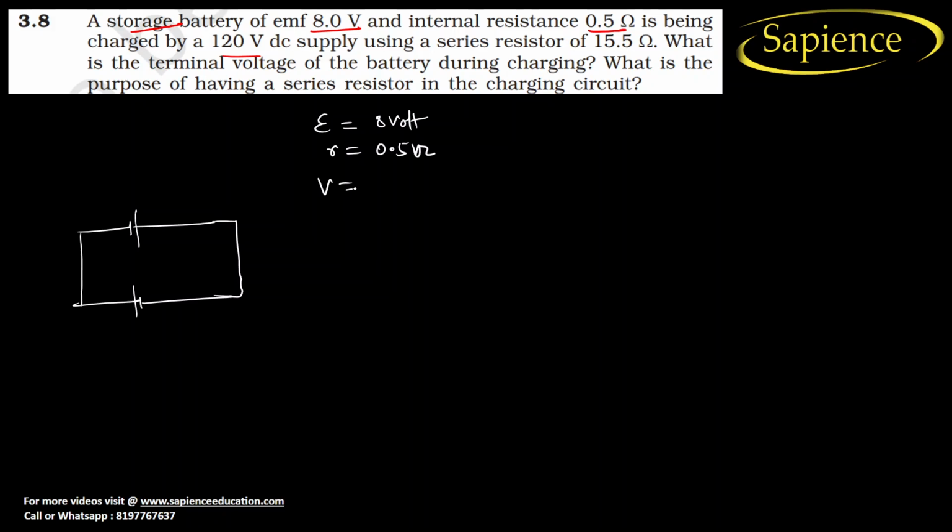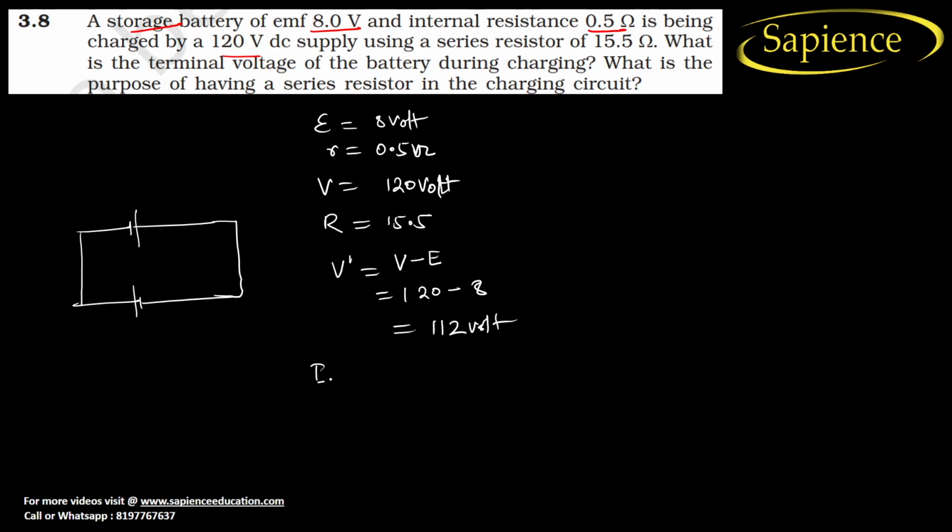Now the voltage they have provided you is 120 volt, got it? So the external resistance is 15.5, right? Now if you talk about the effective voltage, that is V dash, this will be V minus E. Why V minus E? Because one is charging and one is discharging. That's why we can write this: 120 volt minus EMF, which is 8. So this will be 112 volt.